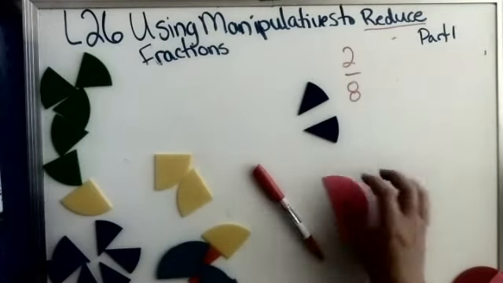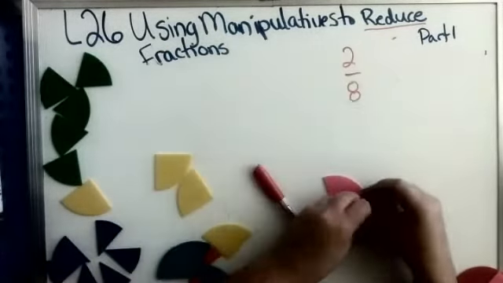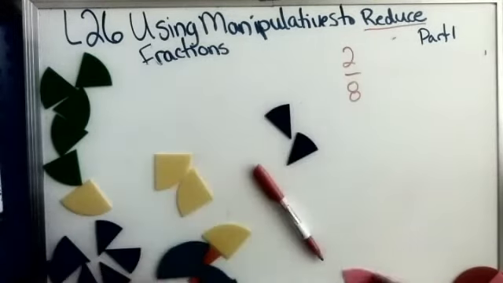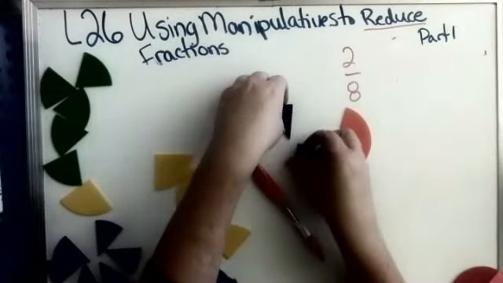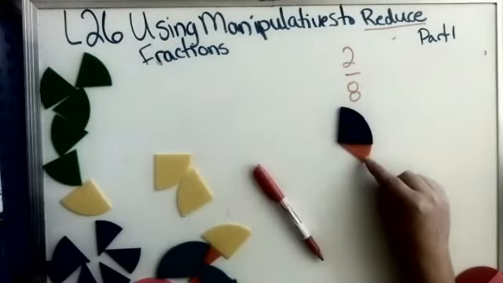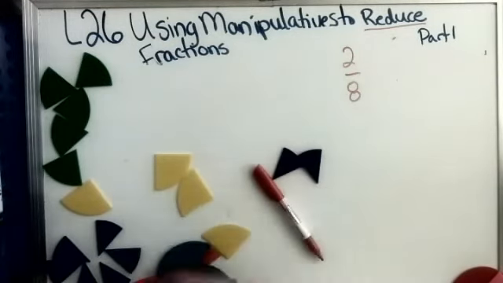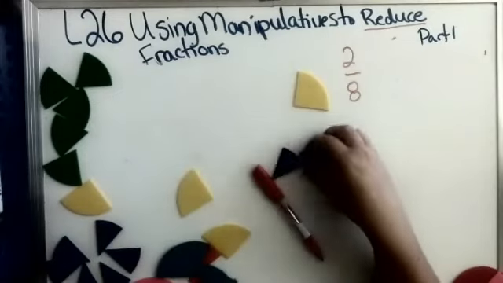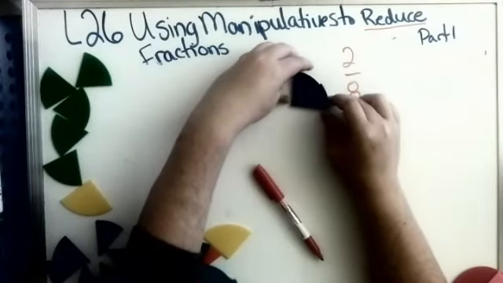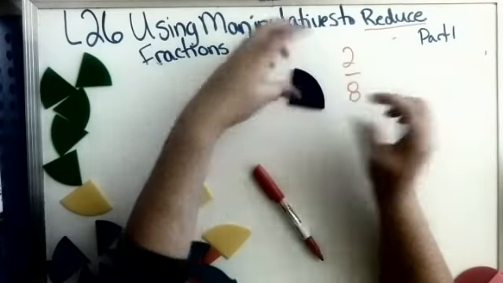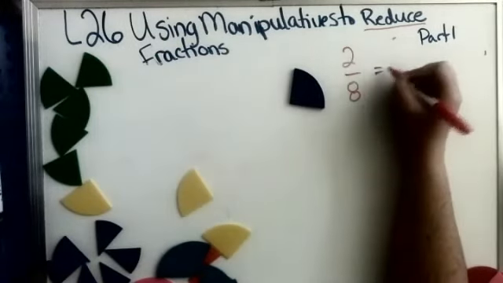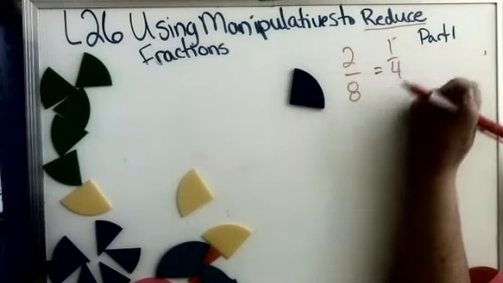Let's try the half. Do they fit into the half? No, they do not. Let's try the third. Do they fit into the third? No, they do not. There's still some left. Do they fit into the quarter? Yes, they do. They fit into a quarter perfectly. So using the manipulative, I found out that 2/8 is the same as 1/4.